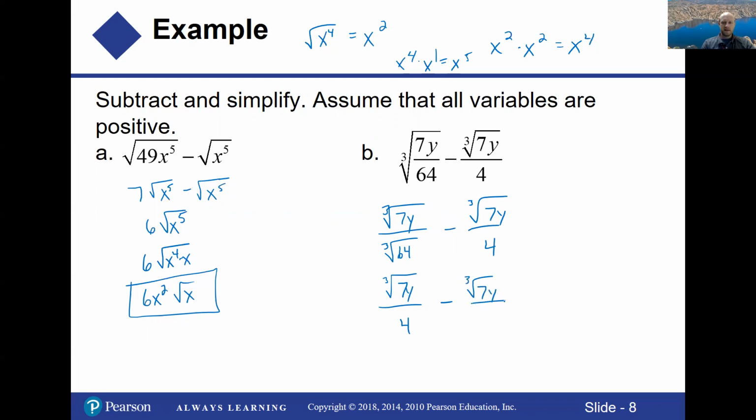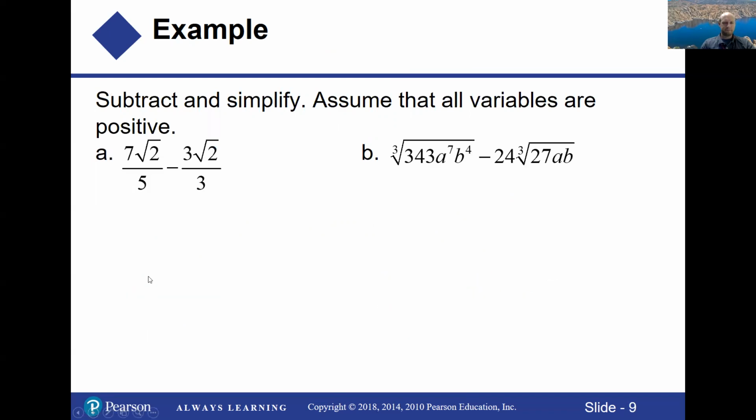And now we see that these two match. Well, those just subtract from each other to make 0. So 0 is actually your answer for that one. Let's do a few more examples.